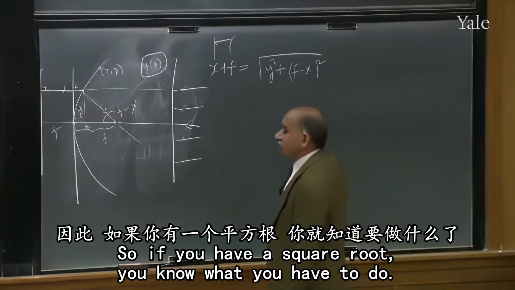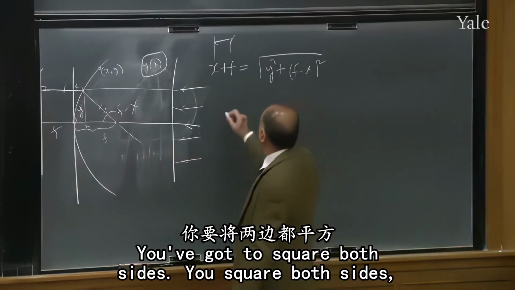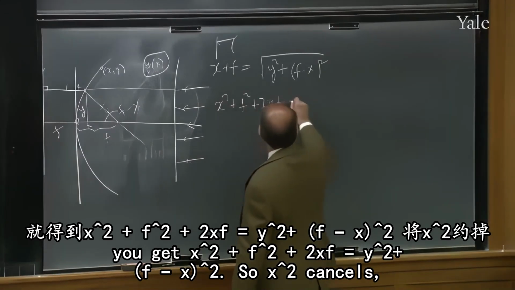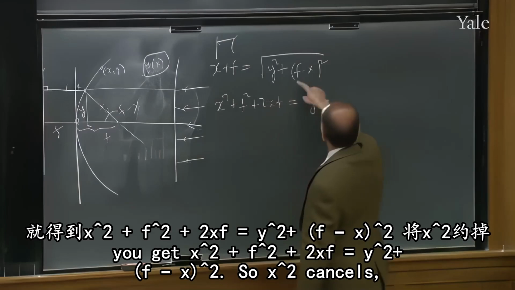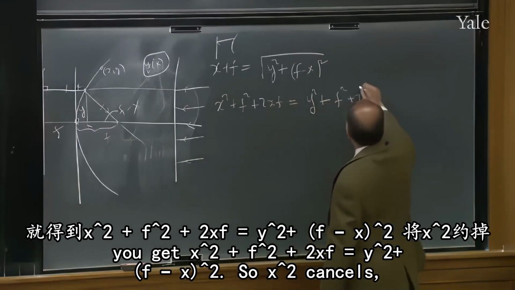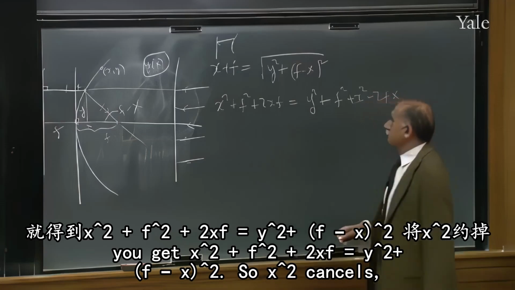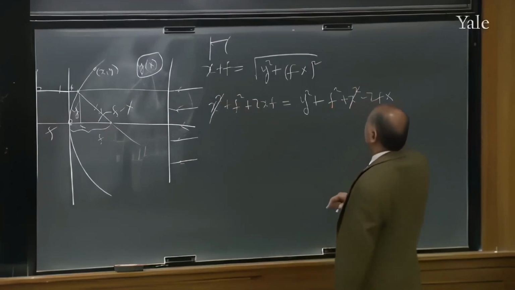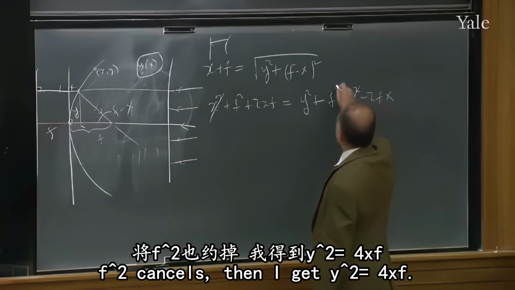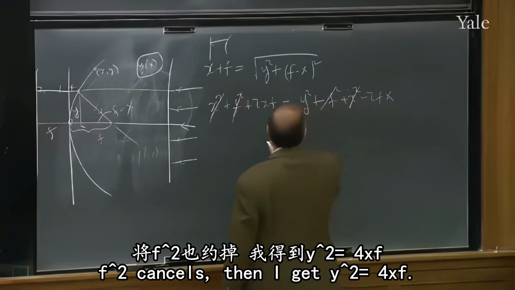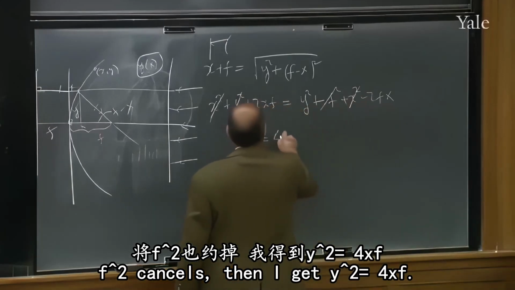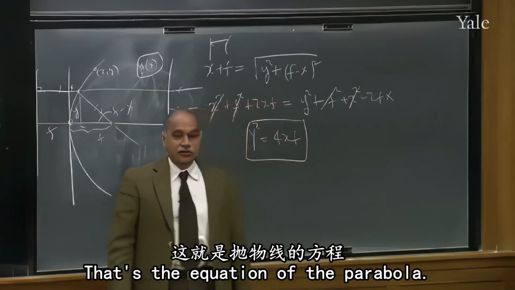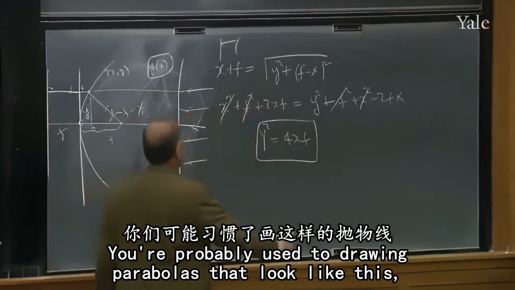So if you have a square root, you know what you have to do. You got to square both sides. You square both sides, I get x squared plus f squared plus 2xf equals y squared plus (f minus x) whole squared. So x squared cancels. f squared cancels. Then I get y squared equal to 4xf. And that's the equation of the parabola. You're probably used to drawing parabolas that look like this.